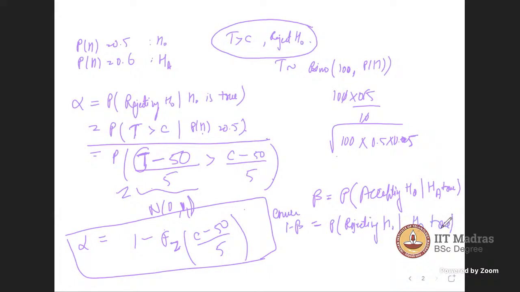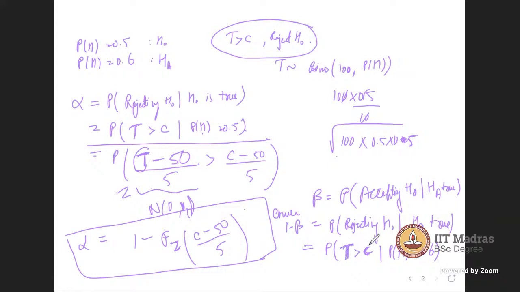So the power was given to us, I think it was 0.95. Okay, that we have to find. So power we have to find. So again, rejecting H naught. So probability T greater than C, right? So given probability of H equals 0.6, what is the mean of T?